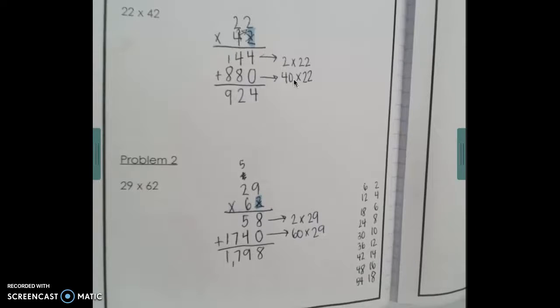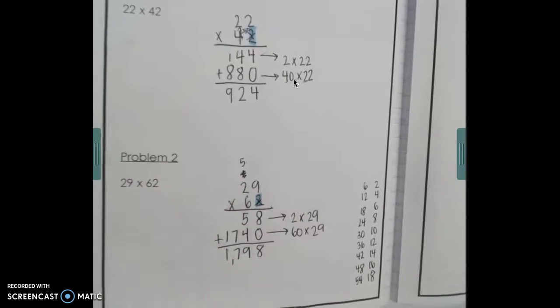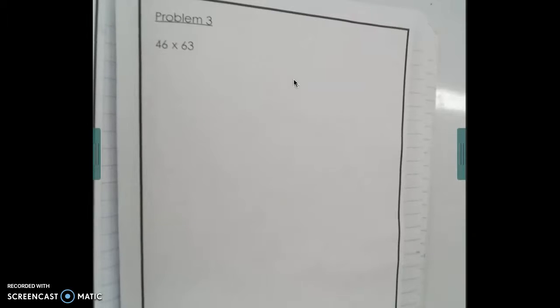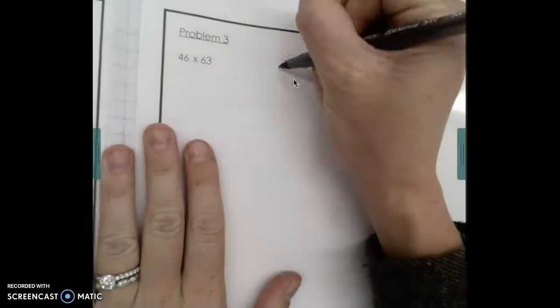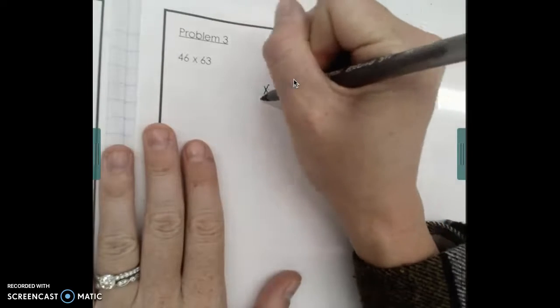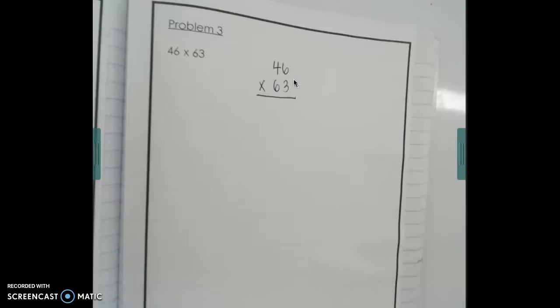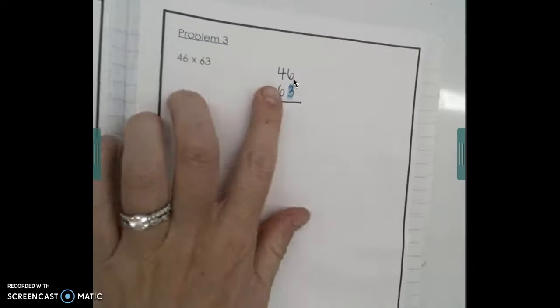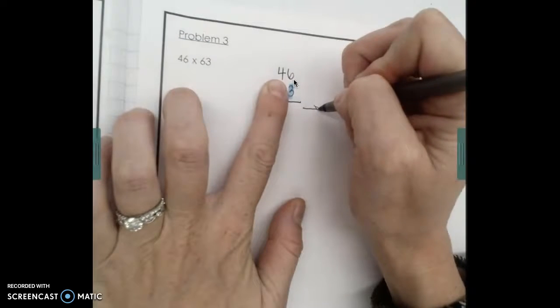All right. Let's practice one more on our last problem. If you want, this is a great time to just pause the video, try doing it on your own, and then come back and check. All right. So first thing I'm going to do is stack my numbers. So 46 times 63. First thing we do is look at that first number on the bottom and multiply it through.